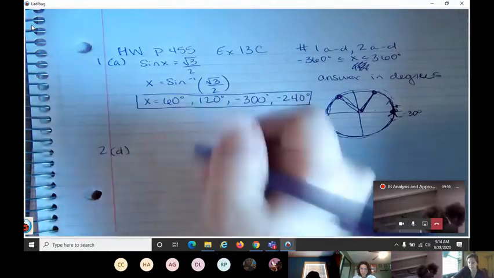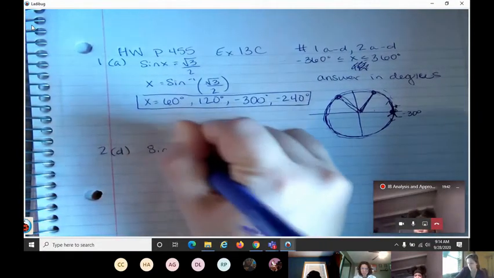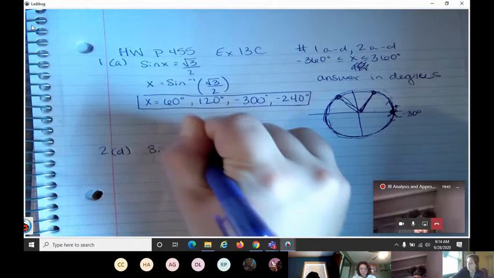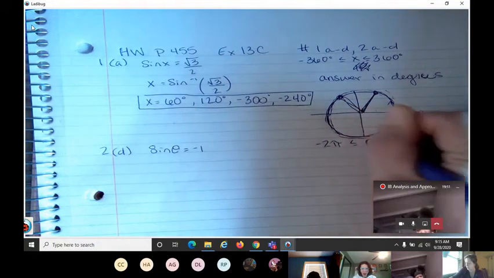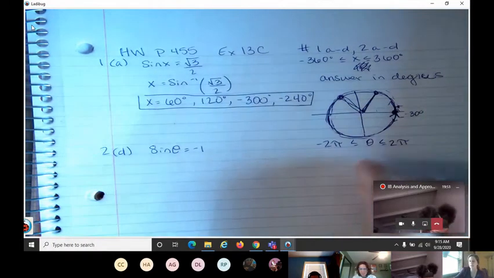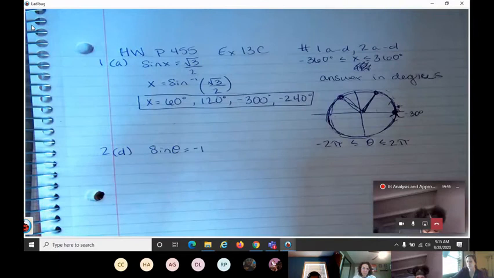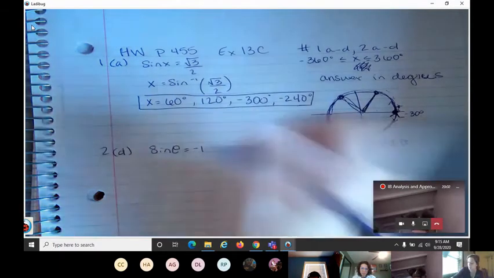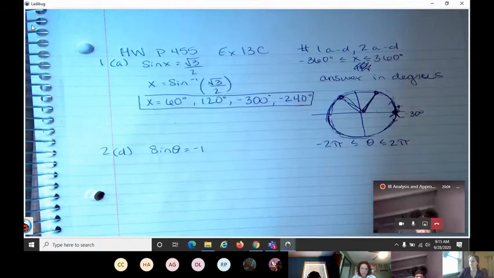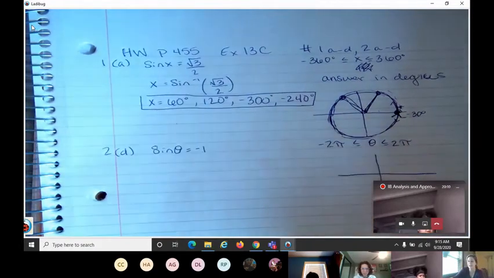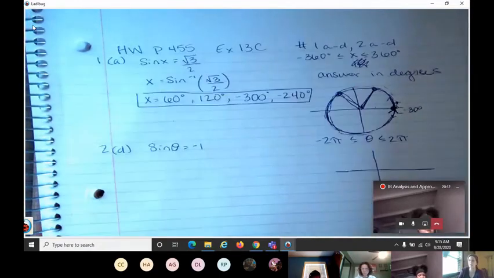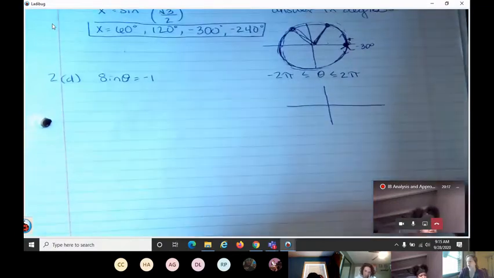All right, so 2D gives us that the sine of theta is -1, okay? And the domain here is from -2 pi to 2 pi. We typically use theta when we're in radian mode, x when we're in degree mode. They're just a variable though, that's all that it means. Okay, so when we look at this, we need to look at values on the unit circle where the sine is -1. Let's see, Kimberly, can you tell me what values on the unit circle have a sine value of -1?